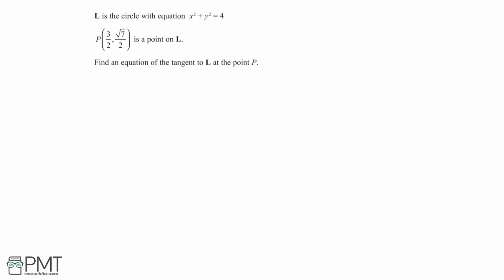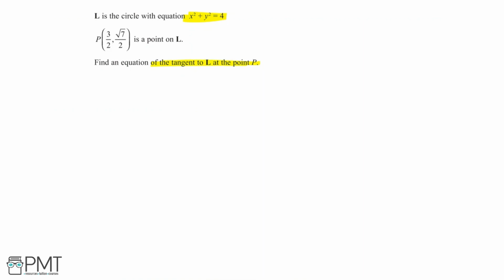In this question, we're told that L is a circle with the equation x squared plus y squared equals 4. The point P, which is (3/2, root 7 over 2), is a point on L, and we need to find the equation of the tangent to L at the point P.